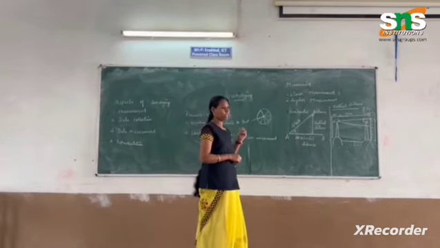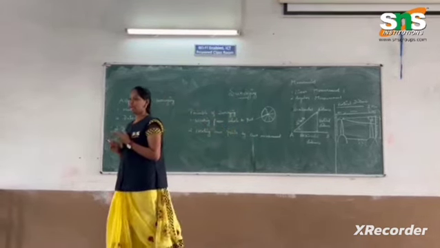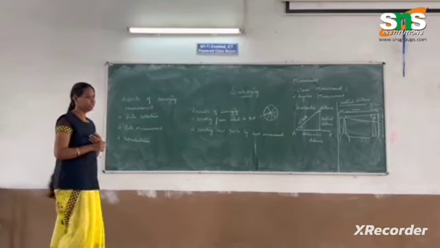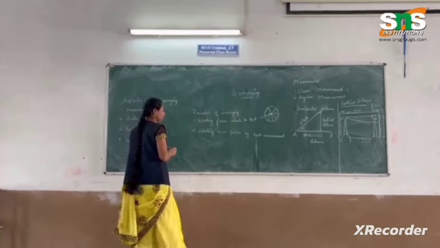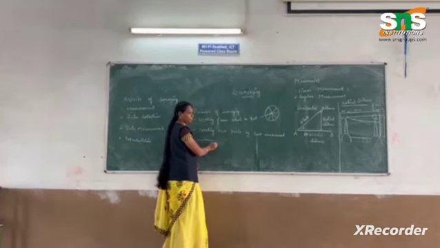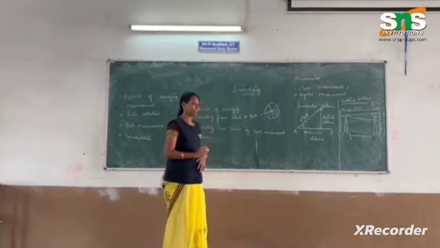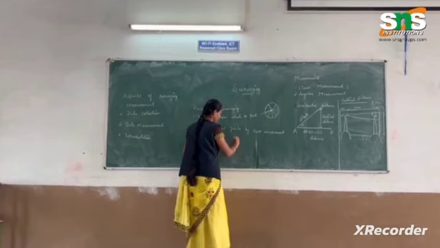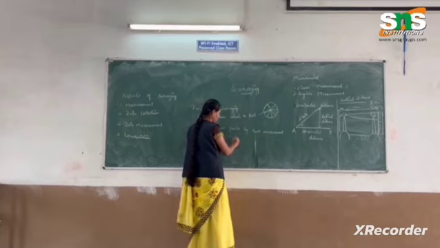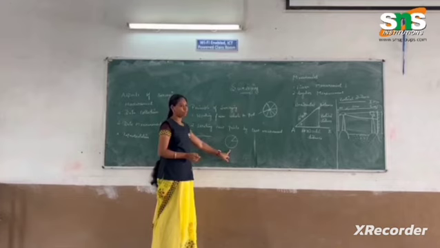Next one, in this surveying there are 2 measurements. One is linear measurement and another one is angular measurement. What is linear? This is a linear line. Next one, angular. What is angular? In a circle we have angles. Okay, radius. We have an angle. This is the linear measurement. This is the angular measurement.